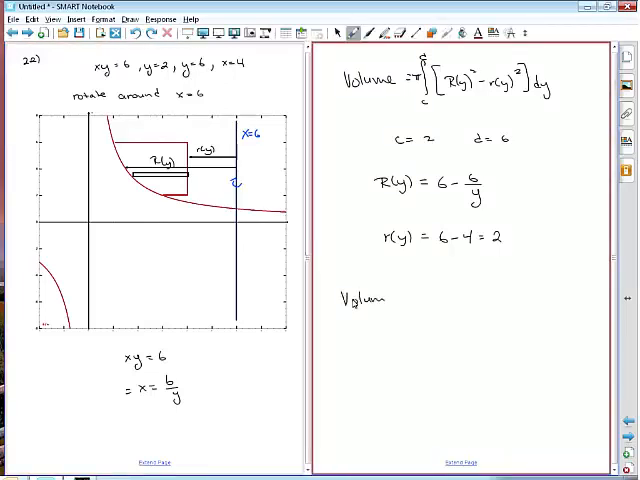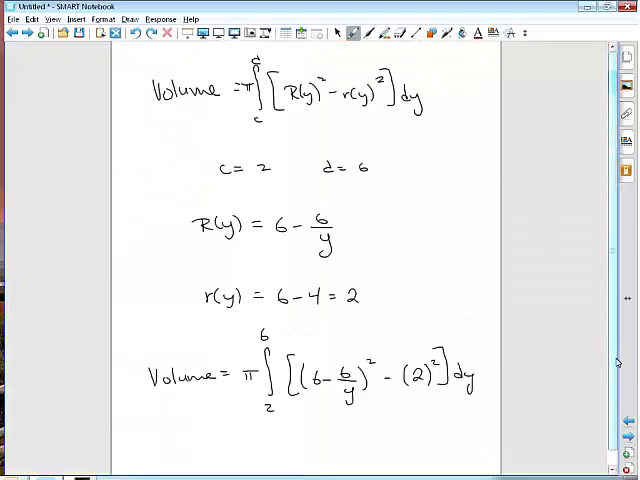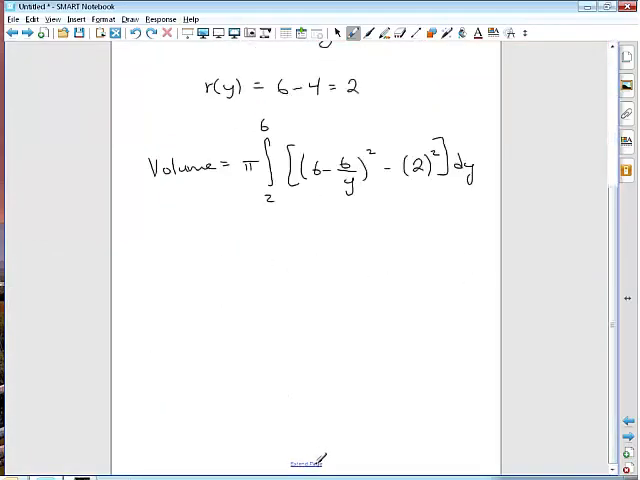So we have the volume is equal to pi times the integral from 2 to 6 of the quantity 6 minus 6 over y, quantity squared, minus 2 quantity squared, the whole thing times dy. So that's our integral. And let's put this on one screen now, since we don't need the figure anymore. So you've got to multiply this stuff out.